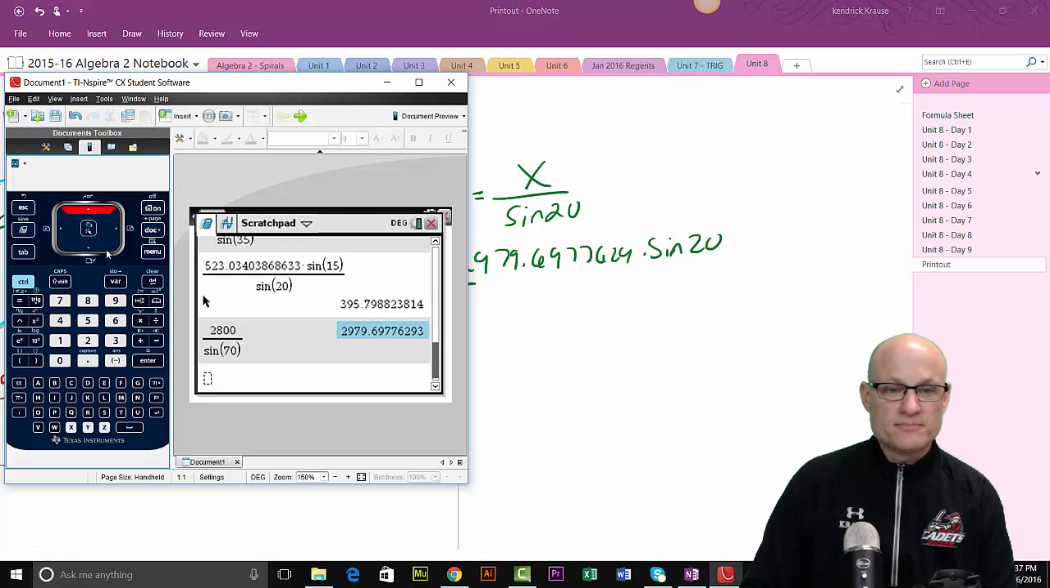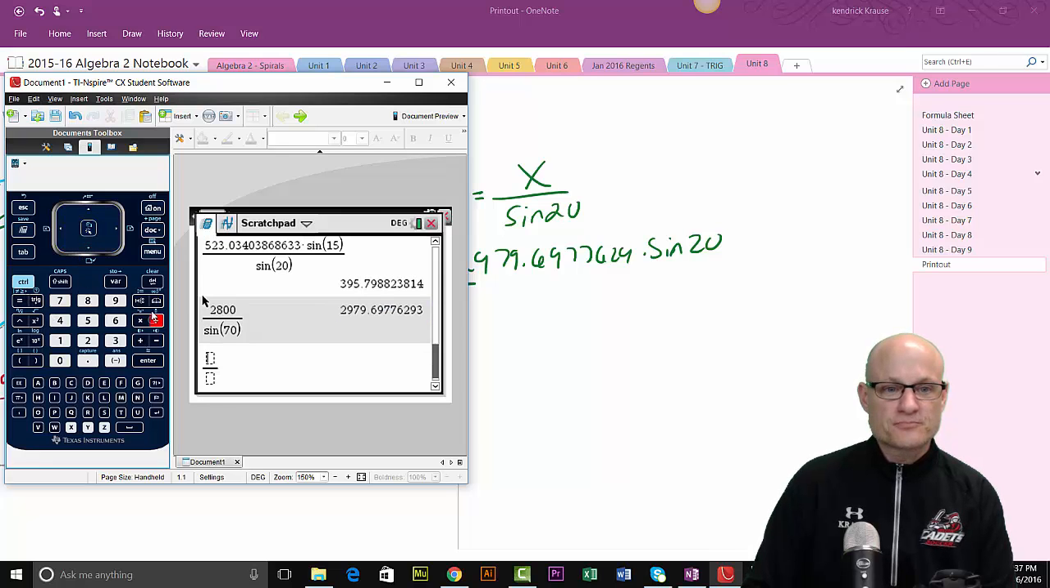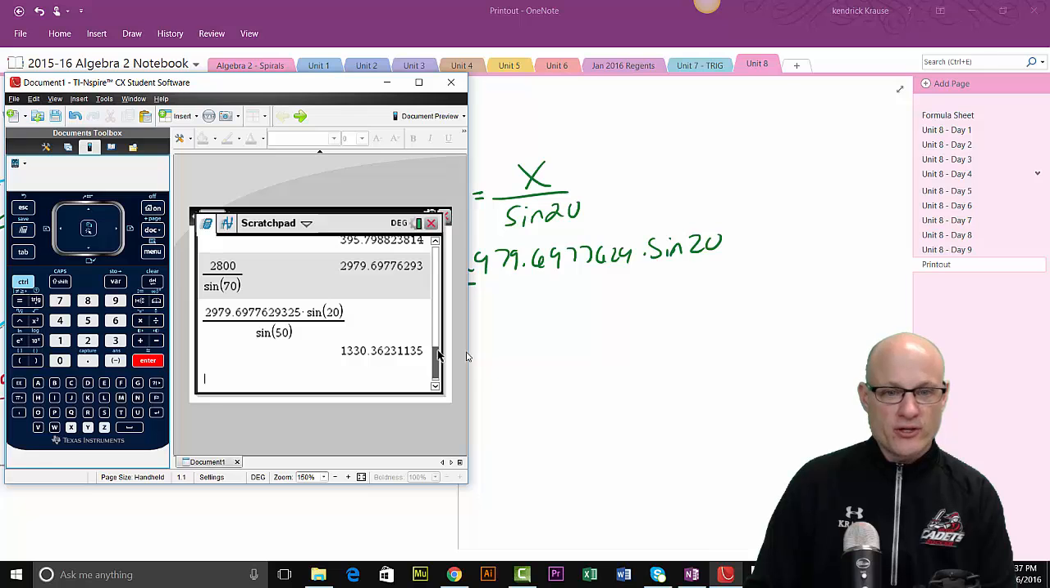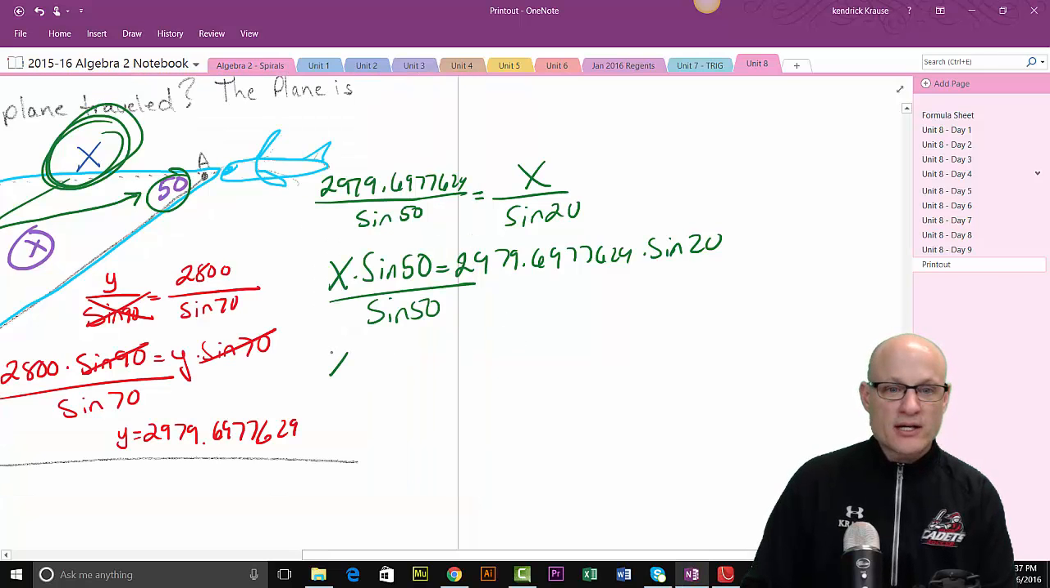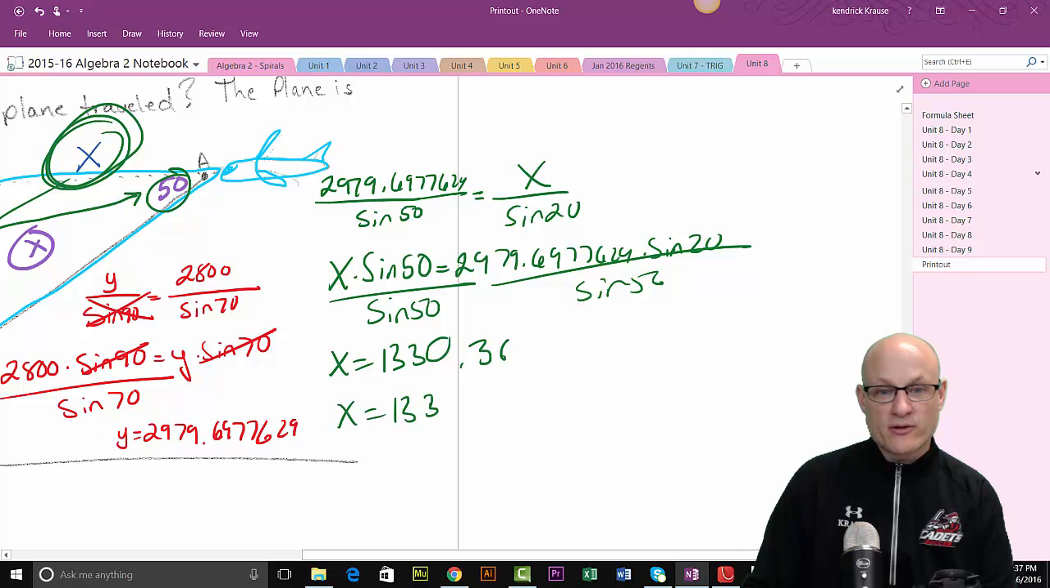So this number, control division, this number times the sine of 20, all over the sine of, I think it was 50, wasn't it? And I get 1330.36. Yep. X equals 1330. Should have divided this side by sine 50, right? 1330.36. So x equals 1330.